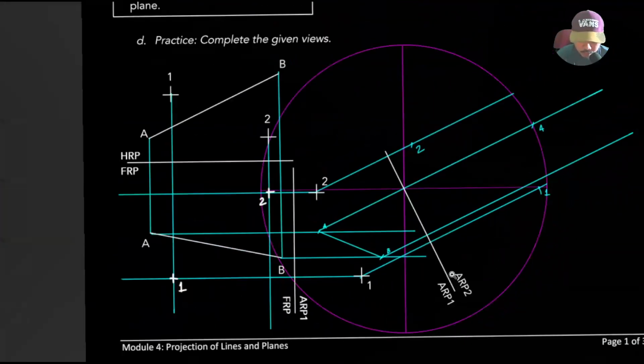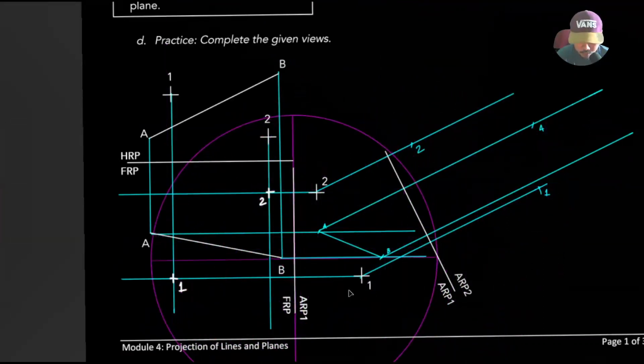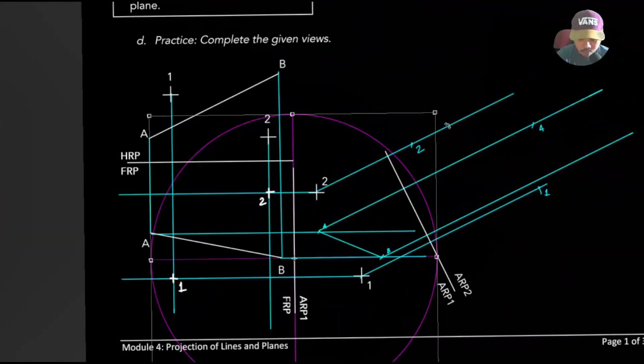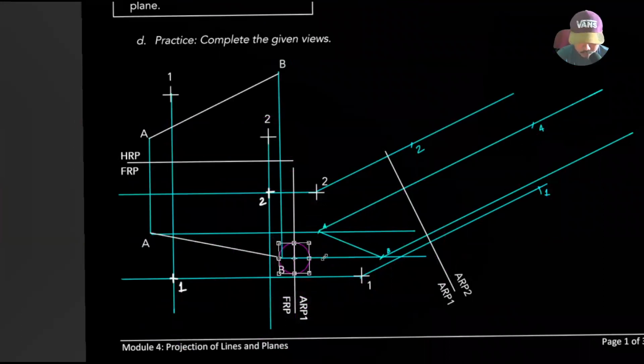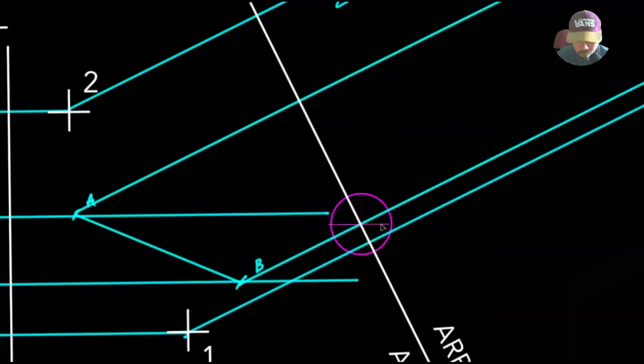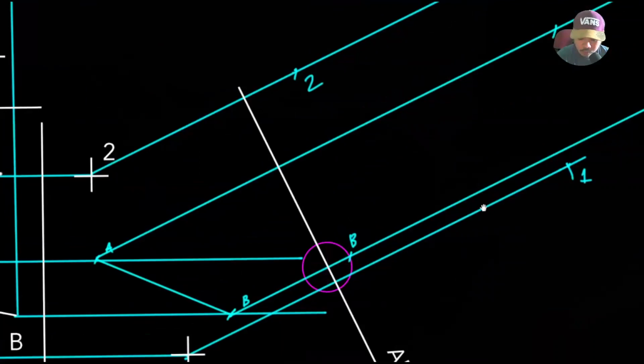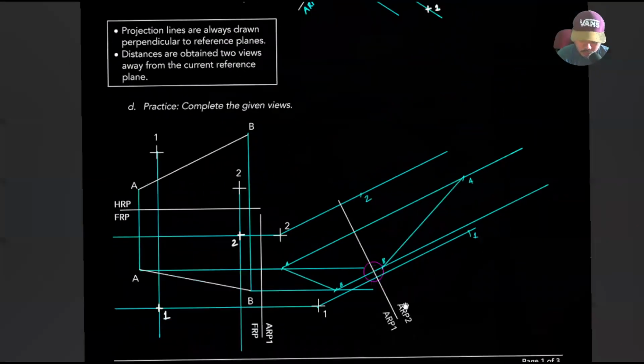And lastly, si B naman. B is this one. No? Again, 2 reference views away. So that's ARP2, 1, 2. So dapat dito yung basis ng measurements. No? Yan. And lipat natin to sa kabila on this side. Something like that. Okay. Yeah. So this is a B. So if we connect this, we have found AB. And we can do the final answer ng class. No?